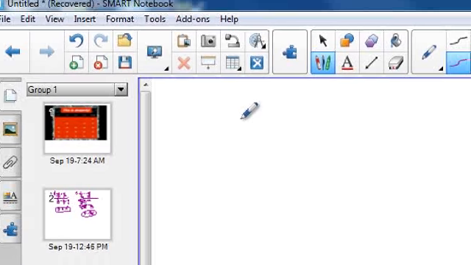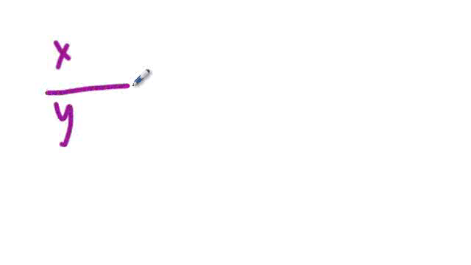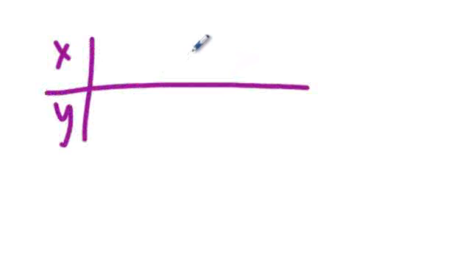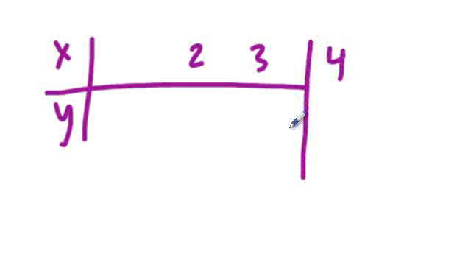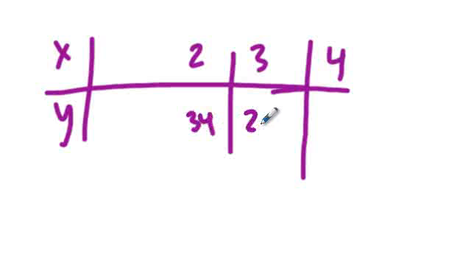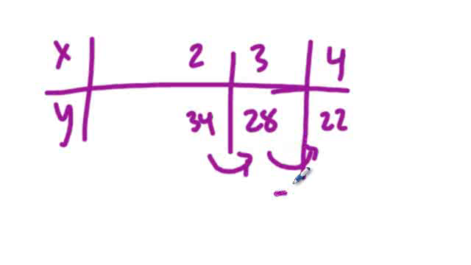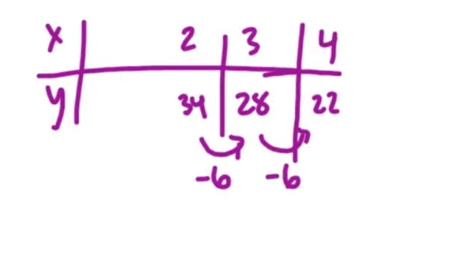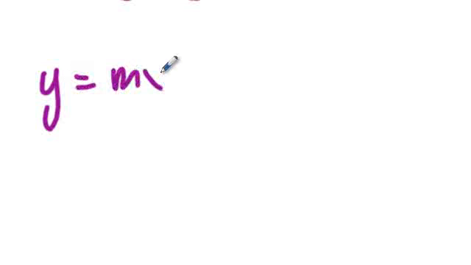The second question talks about building a formula off of an xy table. Now this xy table has 2, 3, 4, and so on for the x's. On the y's, it's 34, 28, and 22. So the first thing I want to look at is what's the pattern as I go this way. I'm noticing the numbers are getting smaller, and if I look real close and I think about it, it looks like I'm subtracting 6 each time as I go from one term to the next. So that tells me, when I think about y equals mx plus b, that negative 6 would be my slope.